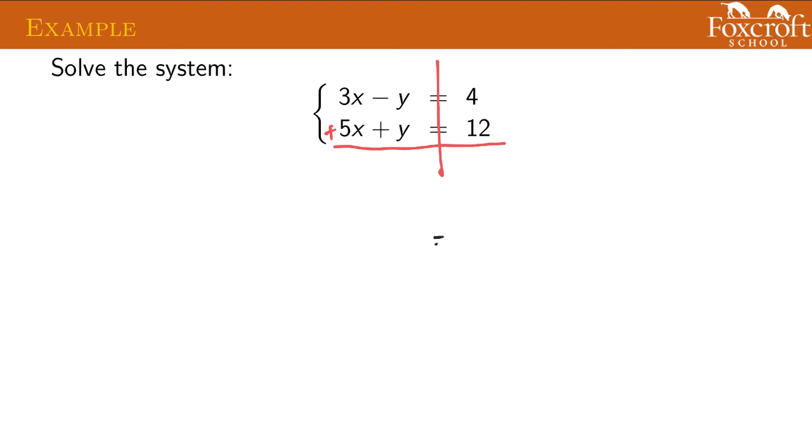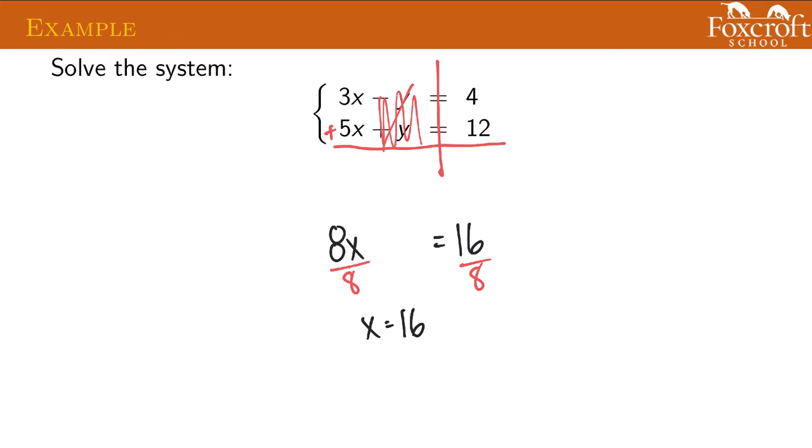On the right-hand side, you can see 4 plus 12 is 16. On the left-hand side, 3x plus 5x is going to be 8x. And negative y plus a y, those cancel out, and they're gone. This is why it's called the elimination method, because now those y values are completely gone, and my equation just has an x. Now I can divide by 8 to get x equals 16.